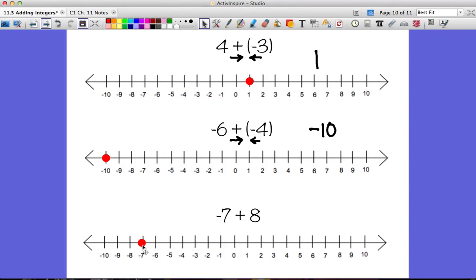So I start at negative 7. The plus sign tells me that I need to move right. There's no negative sign to change that, so I move right 8 spaces. 1, 2, 3, 4, 5, 6, 7, 8. So my answer to this question would be a positive 1. Again, we can check to make sure that makes sense because our rule tells us that 8 is further away from 0 than negative 7, so our answer should take a positive sign.